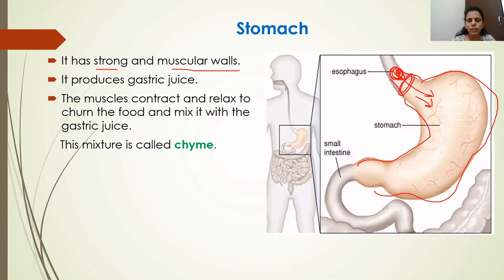One point to be noted here is that we have already discussed mainly two types of digestion in the human body, mechanical digestion and chemical digestion. The stomach is the part of the alimentary canal where both mechanical as well as chemical digestion of food occurs. How it happens, I'm going to explain.